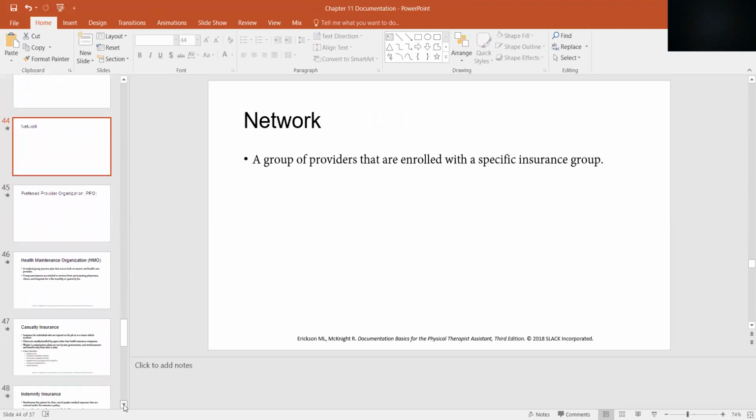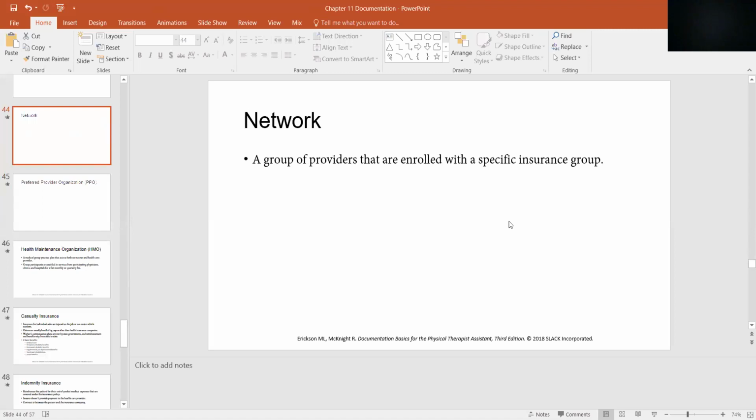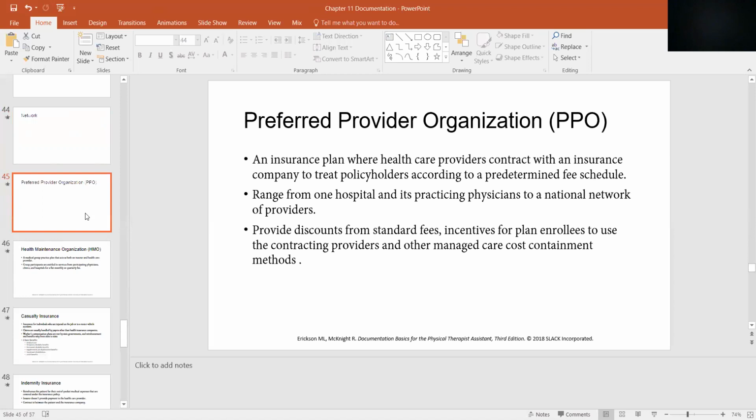Networks are a group of providers that are enrolled within a specific insurance group. So I'm part of Blue Cross Blue Shield. If I want to go to somebody, I can go on the website and see if they are part of the group that I'm in, and that might be something that you guys are also familiar with. The PPO is an insurance plan where healthcare providers contract with an insurance company to treat policyholders according to a predetermined fee schedule. So again, we're not getting reimbursed at 100% of what we bill out. It's a predetermined schedule, but it's usually a pretty good percentage and better than what Medicare pays. Networks range from one hospital and its practicing physicians to a national network of providers. It just depends on the insurance.